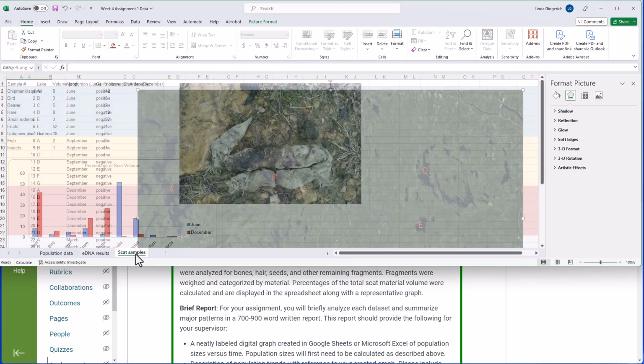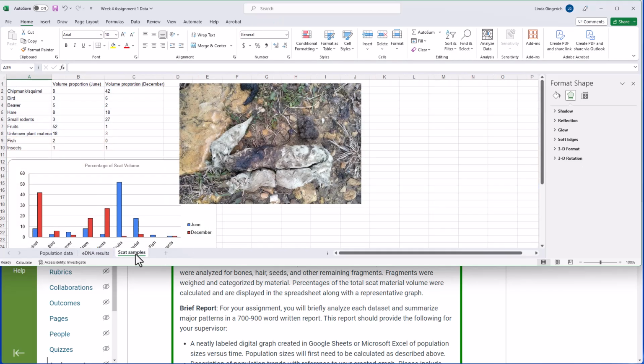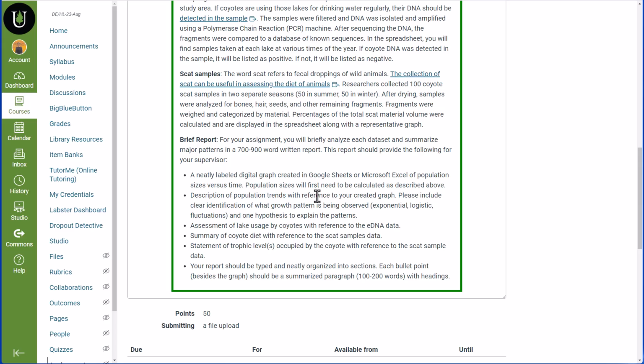And then finally, you have your scat samples. This is showing what they're eating. So you're seeing essentially the percentage of different types of food in their diet in 2 different times a year, in June and in December. So you're going to use that data to draw some conclusions about the trophic level of coyotes and what they're eating. And is it changing over time? Is it the same? Make sure that you include that graph.